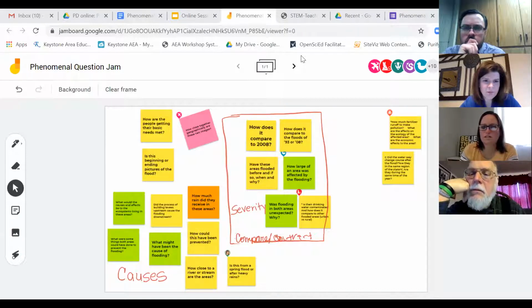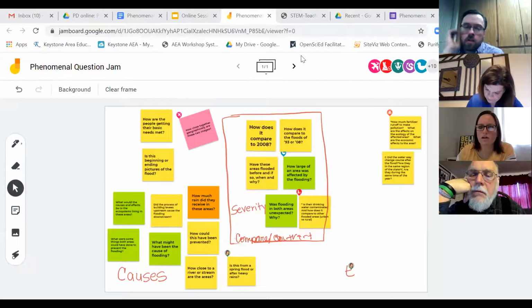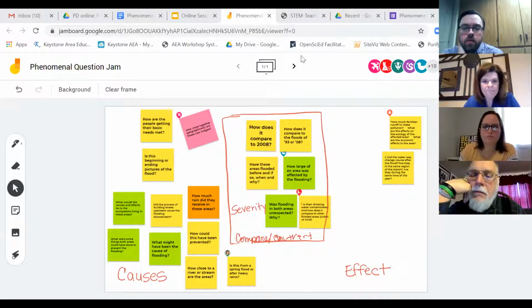Well, if we're doing cause, then I think the next one should be effect. Okay. And it's talking about drinking water contamination and fertilizer runoff. How are people getting basic needs? Okay, let's cluster those over by effect.